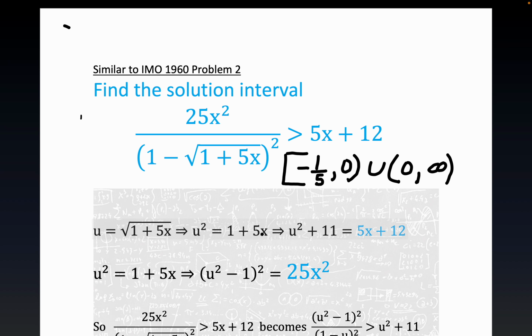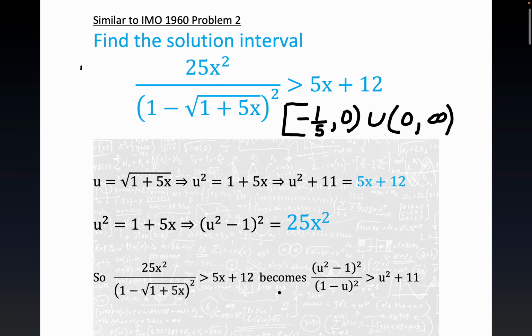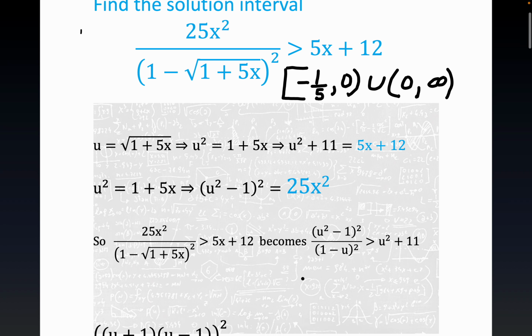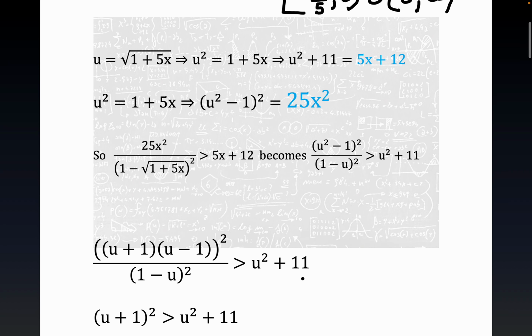Now, if we add 11 to both sides, we get 5x plus 12 for U squared plus 11. So U squared plus 11 will replace 5x plus 12. In a similar fashion, U squared minus 1 quantity squared will replace 25x squared. That's very easy to see if you subtract 1 and square. So now the inequality we were trying to solve transforms to this expression in terms of U. You may think, God, is that easier? That's what I thought too. But there's a cool, subtle thing that happens here.